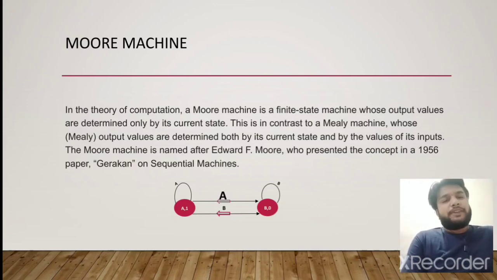A Moore machine is a finite state machine whose output depends on the present state. It can be defined by a finite set of states, the initial state, the output alphabet, the input alphabet, the transition function, and the output function.